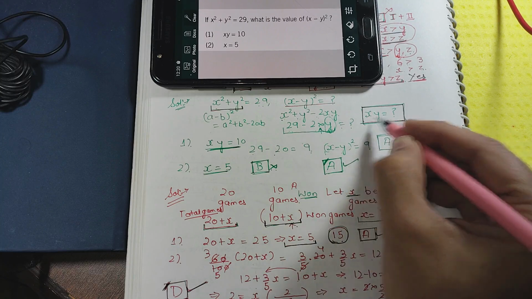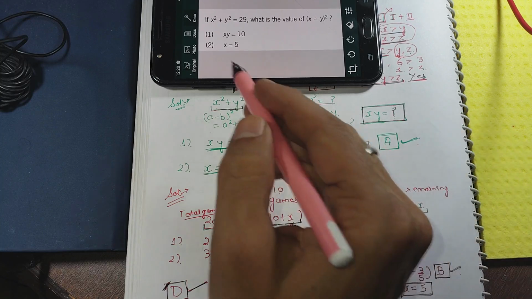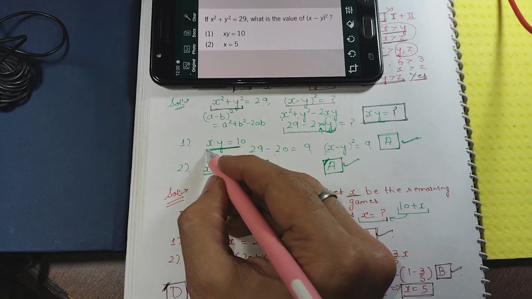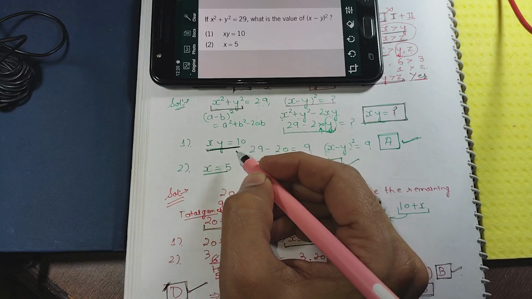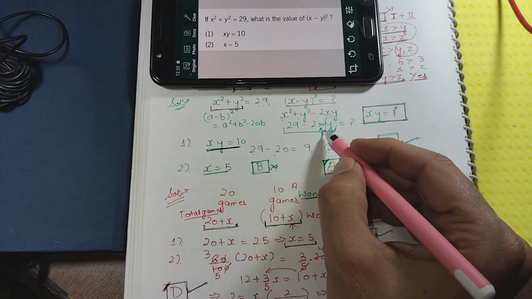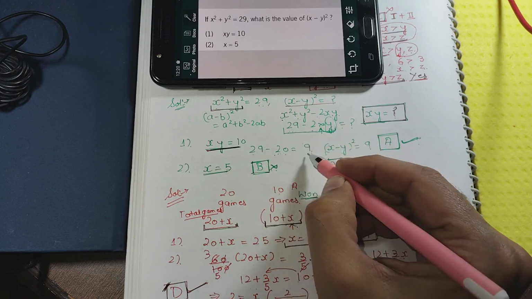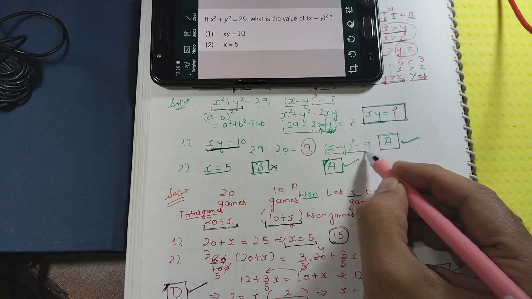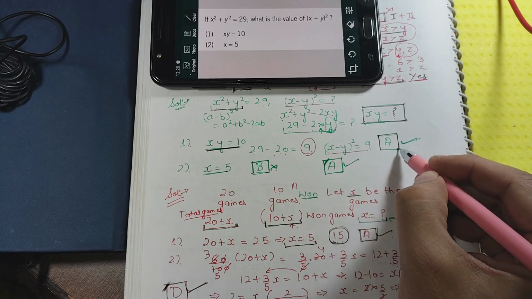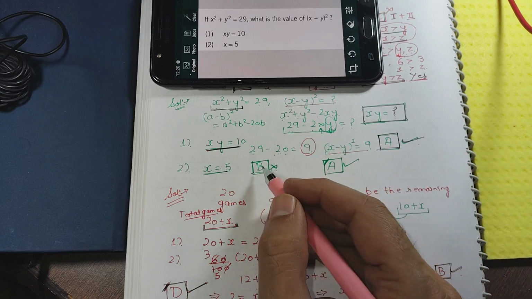Right? So with this information, we will move to statement 1. Now statement 1 gives me the value of xy equal to 10. So this is what I need to solve this. So 29 minus 2 into xy, so 2 into 10, 20. So (x minus y) whole square is equal to 9. So I will say statement A is sufficient to answer my question.